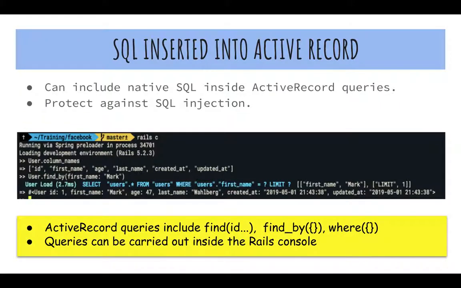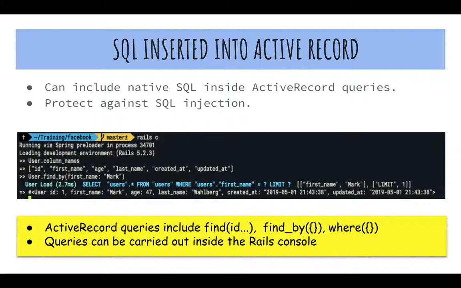Hello and welcome to this, our 8th lesson in Rails. Here we're going to look at SQL and inserting it into the Active Record queries. So we can include native SQL inside our Active Record queries, but we also need to protect against SQL injection. So this is a hacker alert.